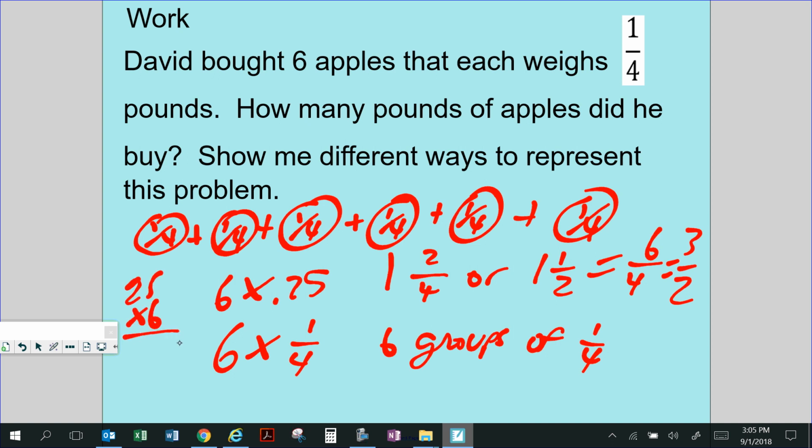If you multiply 25 times 6, 30, carry the 3. 6 times 2 is 12, plus 3 is 15. And then it's 2 places, 1, 2. It's 1 and 50 hundredths, or 1.5 pounds, which as a fraction is 1 and 2/4, 6/4, 3/2. Many ways to do this.